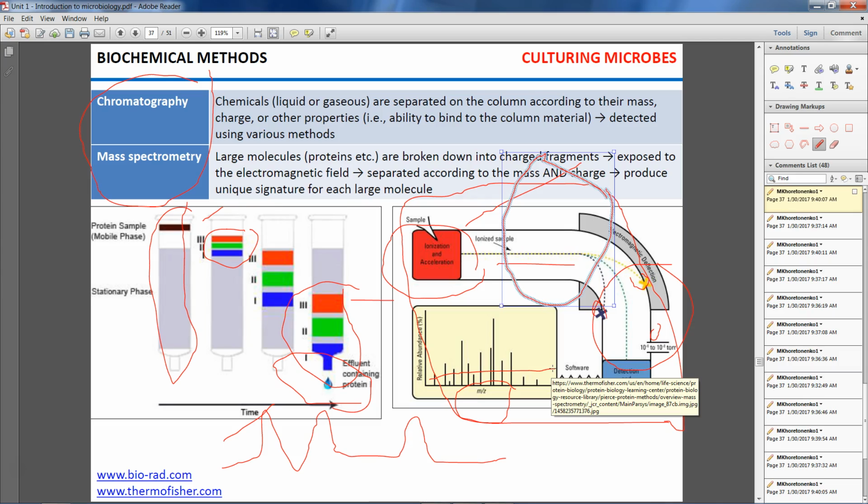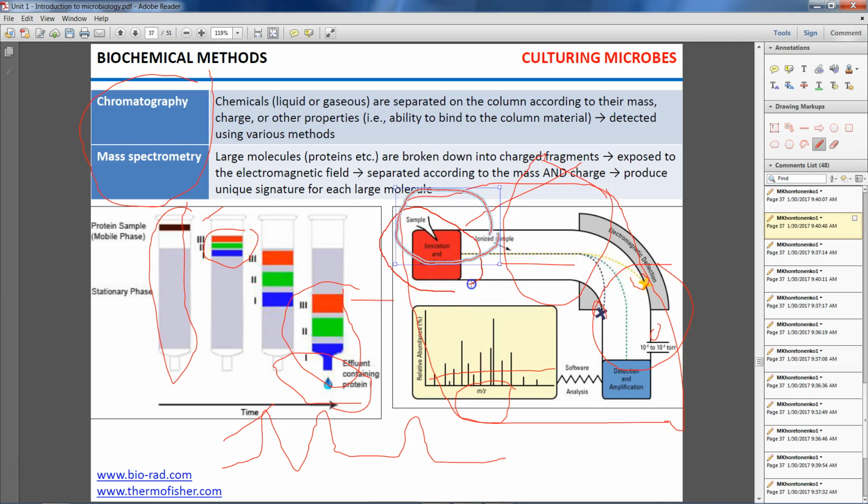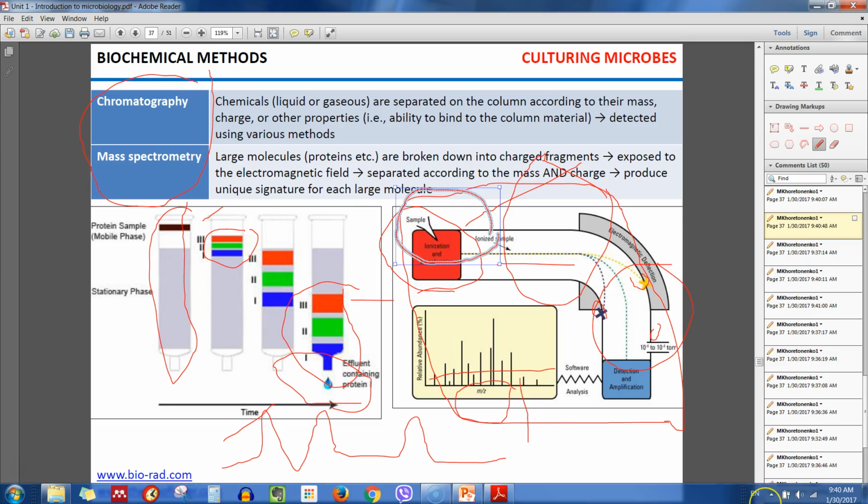What you can do, you can take a sample of bacteria, I'm not kidding, like a pure culture, put it in the detector, right here, okay, right at this point, ionize it, and get this graph at the end, this one.